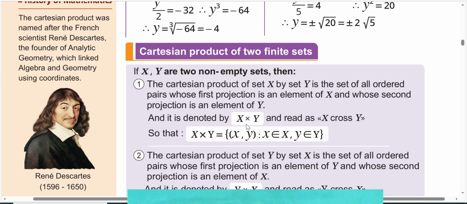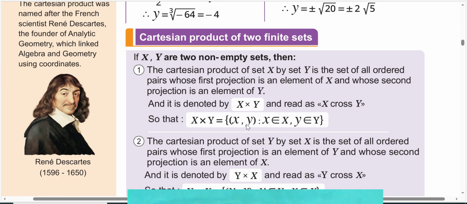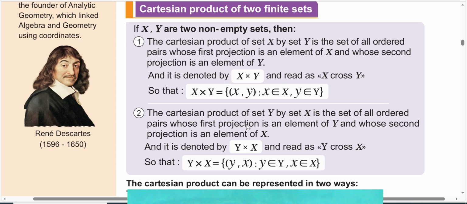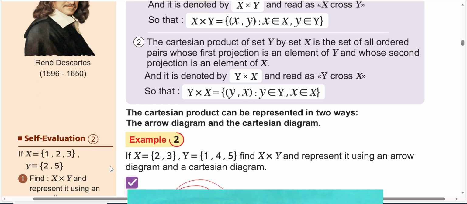Cartesian product of two infinite sets. We can find the answer by writing the brackets and the ordered pairs. The Cartesian product of set Y by X is not equal to X by Y. Like this, X by Y first. The Cartesian product of set X by set Y is the set of all ordered pairs whose first projection is an element of X and whose second projection is an element of Y. Okay, we will explain the example.